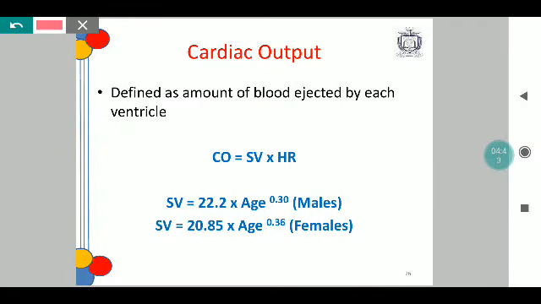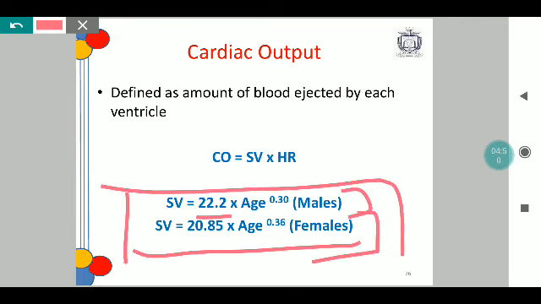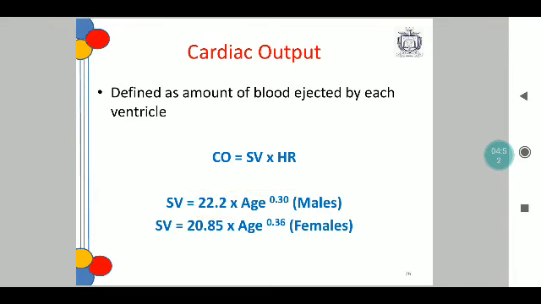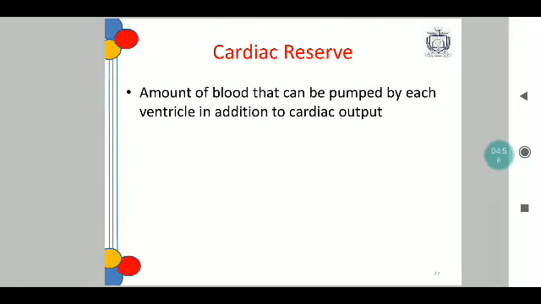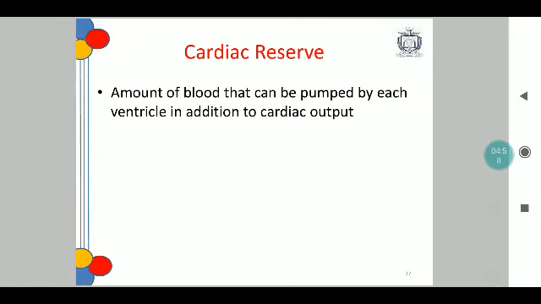And the stroke volume is 22.2 into h to the power of 0.3 in males and 20.85 into h to the power of 0.36 for females. This regression equation looks complicated, but it is more of a research perspective, and I've included it because it's a common question asked in the entrance exams. Now, cardiac reserve is another concept, which is the amount of blood that can be pumped by each ventricle in addition to the cardiac output.